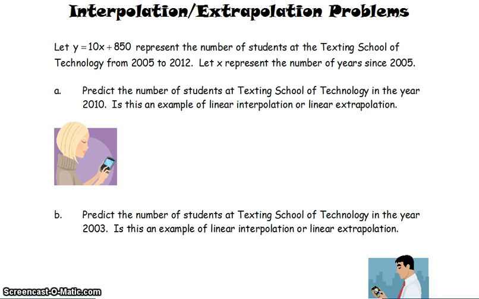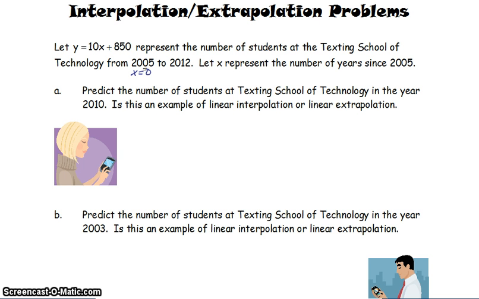So let's look at this example. Our model or our function rule is that y equals 10x plus 850, and it represents how we can determine the number of students at Texting School of Technology from the years 2005 to 2012. We're going to let x represent the number of years since 2005. Now that means that 2005 would be when x is equal to 0.